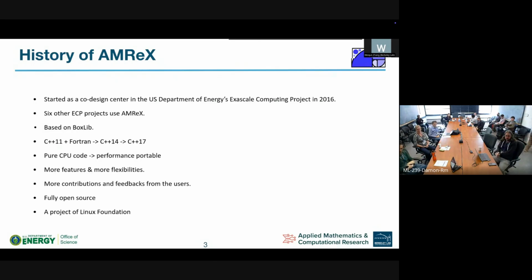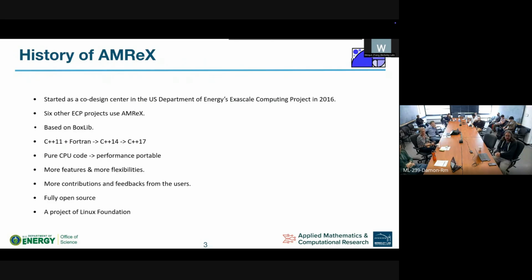And AMReX is based on BoxLib. That's the name of the code before AMReX. At the beginning, we used C++11, and almost all our computational kernel functions are in Fortran. So we mixed C++11 and Fortran. Then later we switched to C++14, and now it's C++17, mainly because of the need for GPU programming.